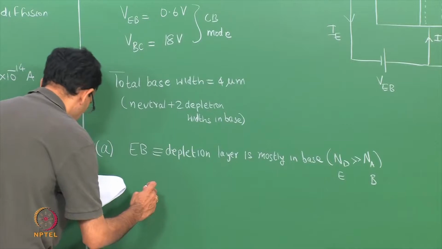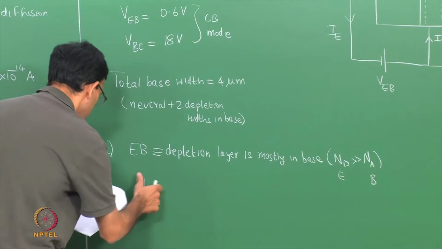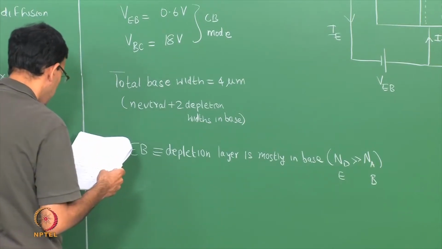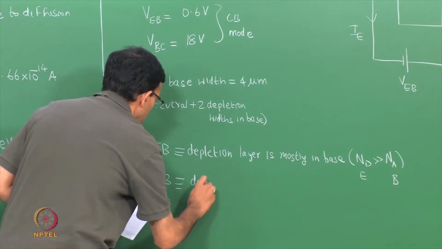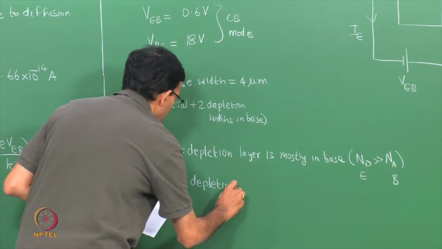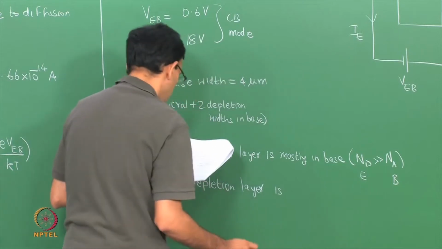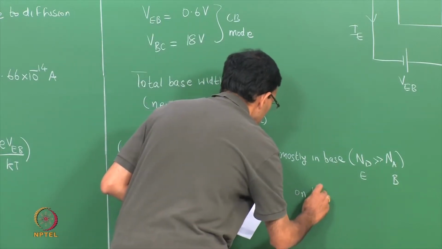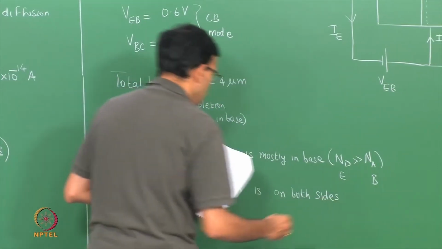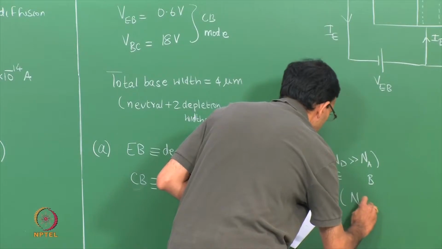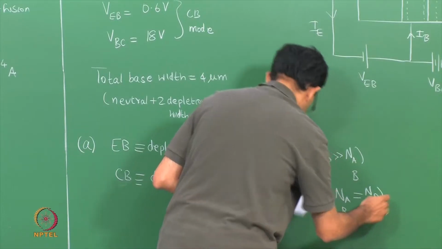So, then we can use the formula. Okay, this is the emitter base region. For the collector base region, the depletion width is on both sides. This is because NA in the base is equal to ND in the collector side.